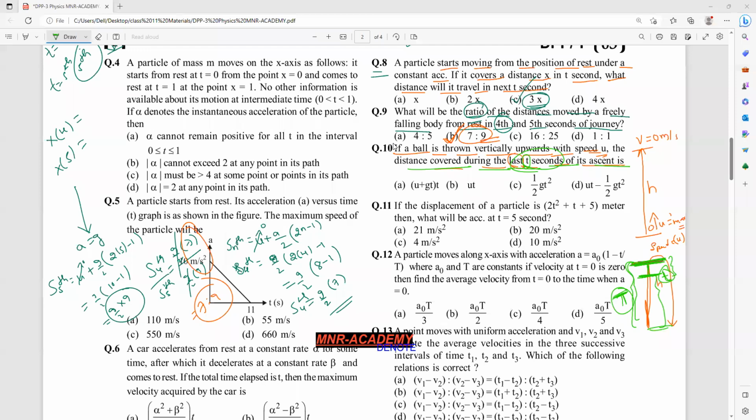So before reaching the last 1 second, what is the distance traveled by the body till that point? We have to find it. So now to prove that, let us imagine first, what is the maximum distance traveled by this body? If it reaches the maximum height, what is 0? Final velocity. Final velocity is 0. Very simple question it is.